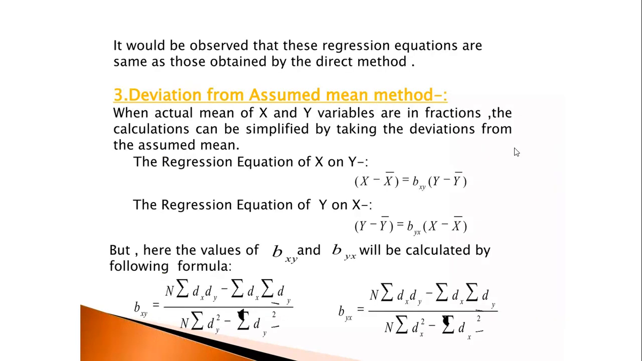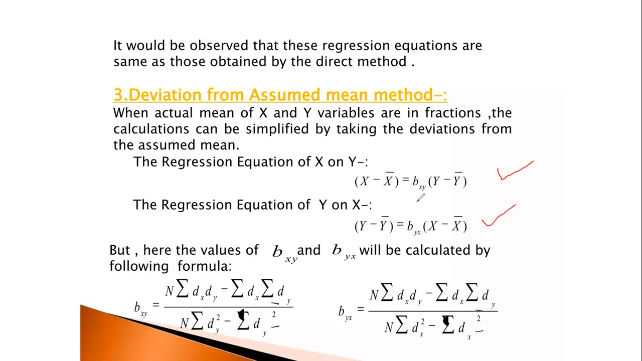So the next method is called the assumed mean method. Assumed mean is where you assume some value for the mean. So in this, first we have to calculate the actual mean. Based on the actual mean, you can use the assumed mean. So here two formulas are there. So this is one formula, x on y, y on x.